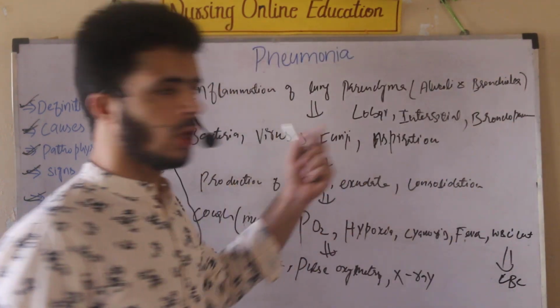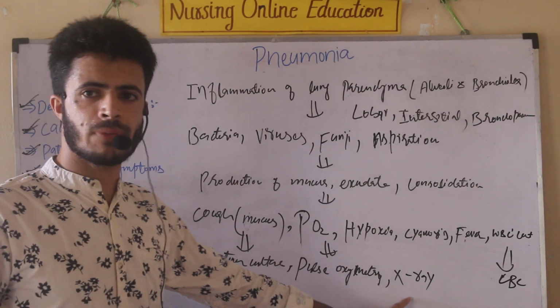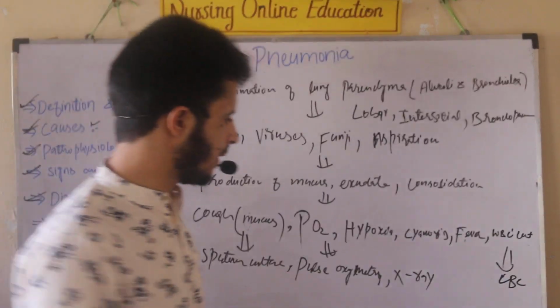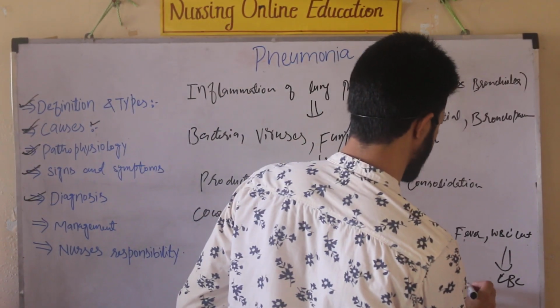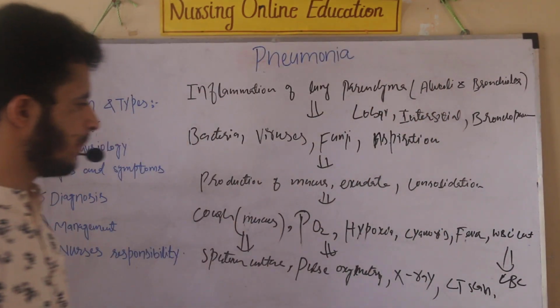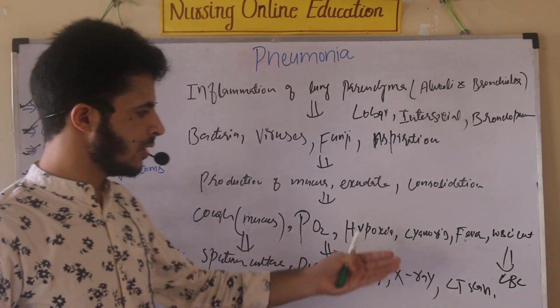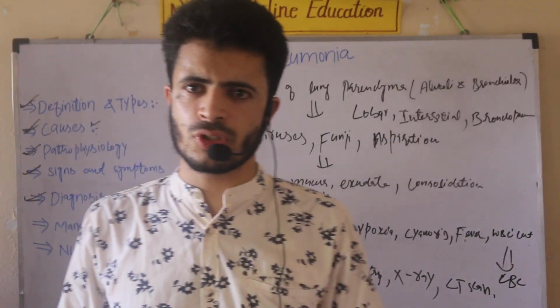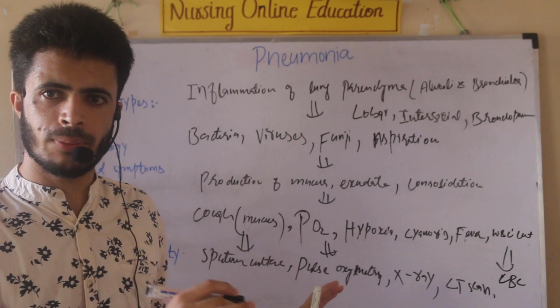Bronchopneumonia, lobar, interstitial, that we can find by means of X-ray. In X-ray we can easily find that, and we can do CT scan also. So sputum culture, pulse oximetry, X-ray, CT scan, CBC, history collection. Mostly we know this. I am taking only the main things.